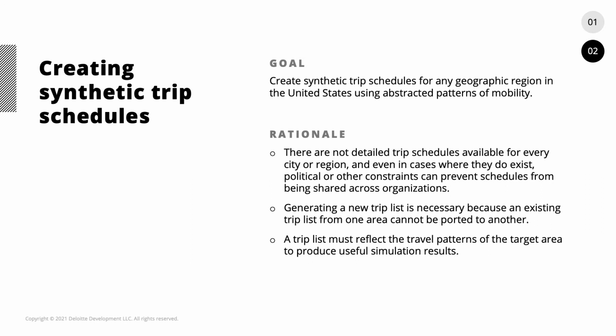The main objective here was to create synthetic trip schedules for any geographic region in the United States using abstracted patterns of mobility. There are several challenges that motivated us for the creation of this pipeline. The three main ones have been: first, there are not detailed trip schedules available for every city or region, and even in cases where they do exist, political or other constraints might prevent those schedules from being shared across organizations. The second one is an existing trip list from one area cannot simply be ported to another, so generation of a new trip list is necessary. And the third one was that the trip list must be reflective of the travel patterns of the target area in order to produce believable simulation results.